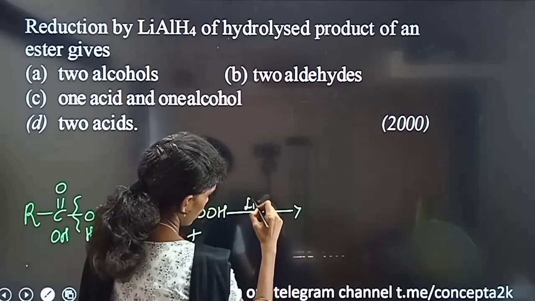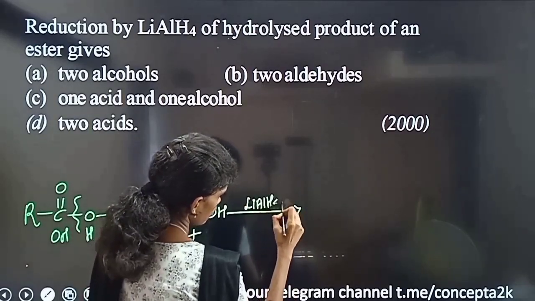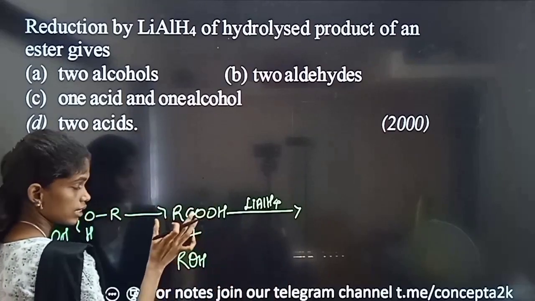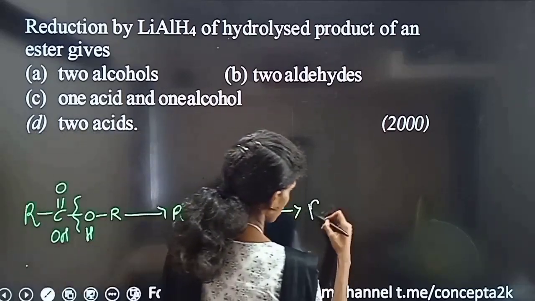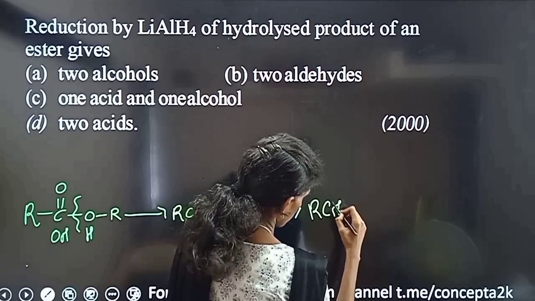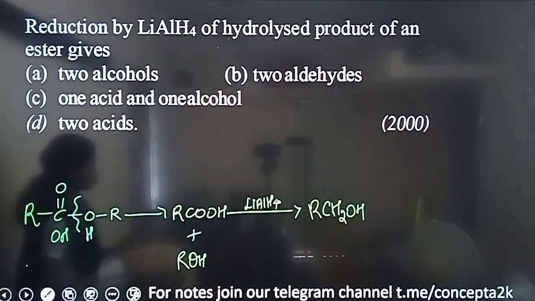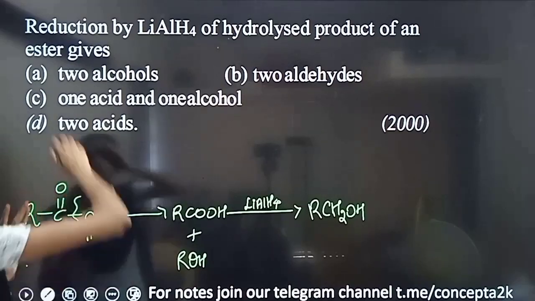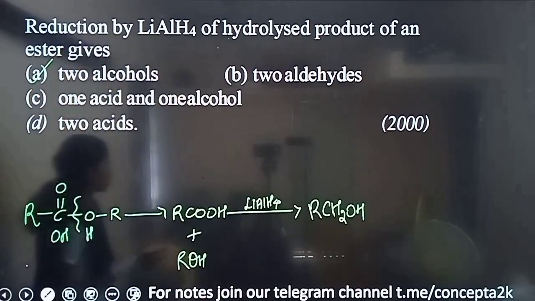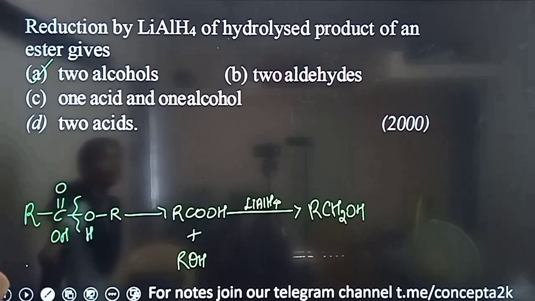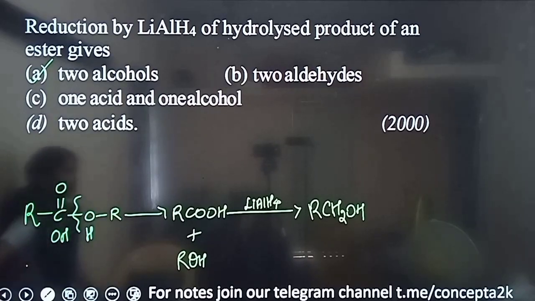Is then treated with LiAlH4 reduction. So reducing acids will give alcohols. So it gives an alcohol into two alcohols. So option A is the right answer. Two alcohols will be formed when the hydrolyzed product of an ester is reduced.